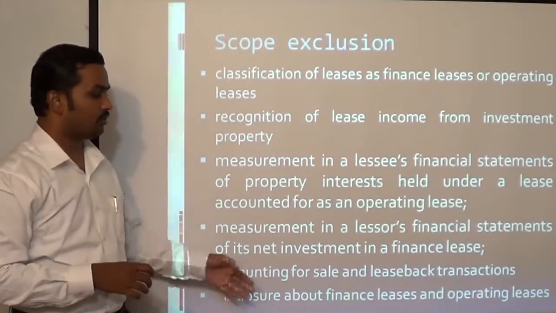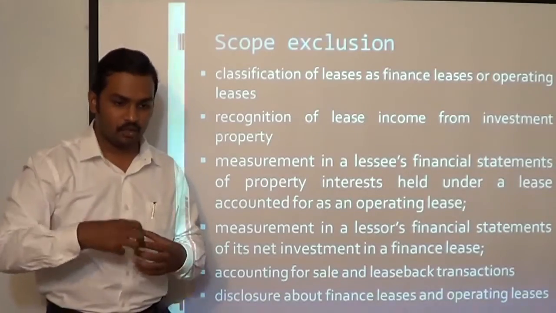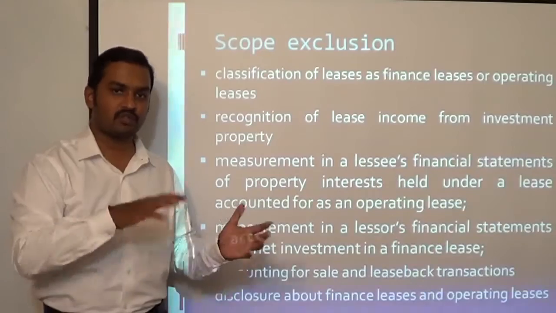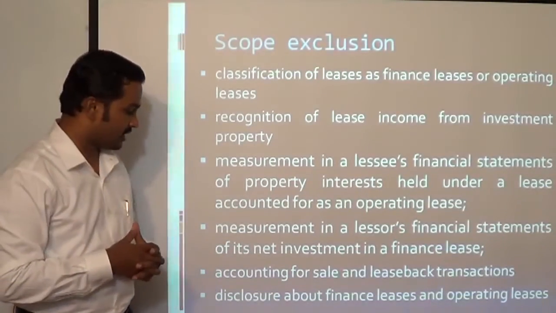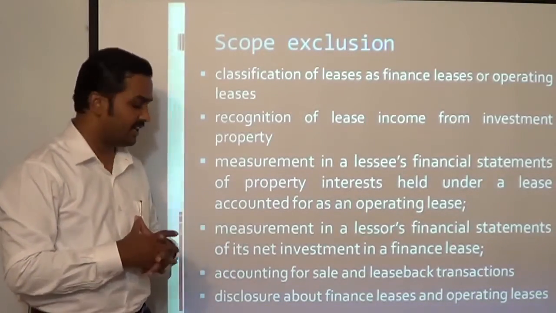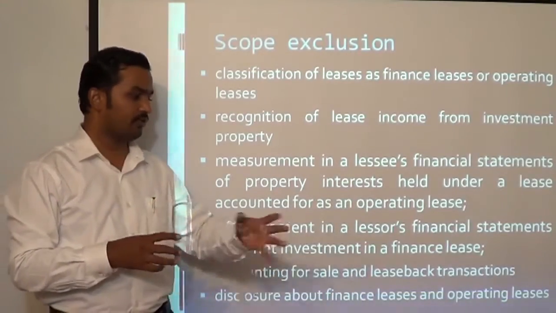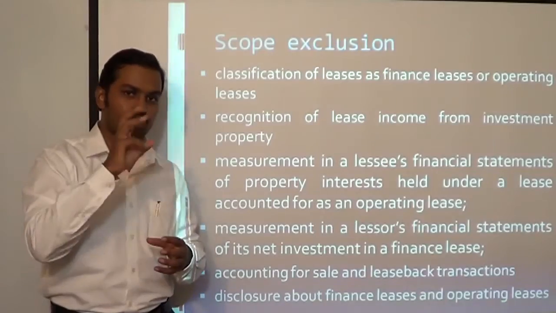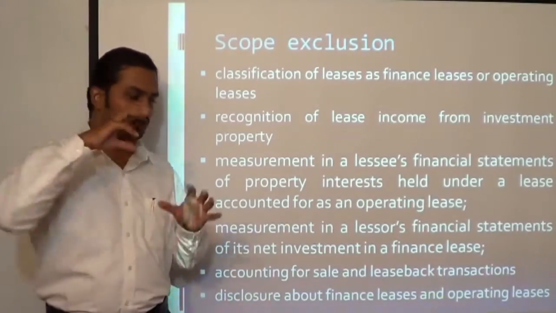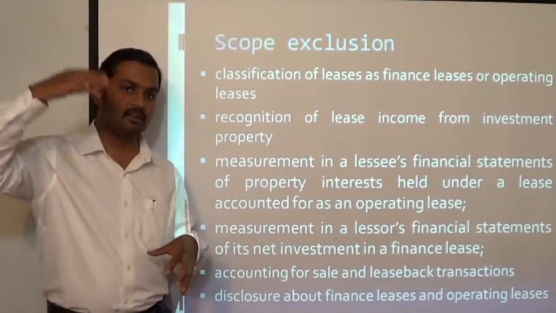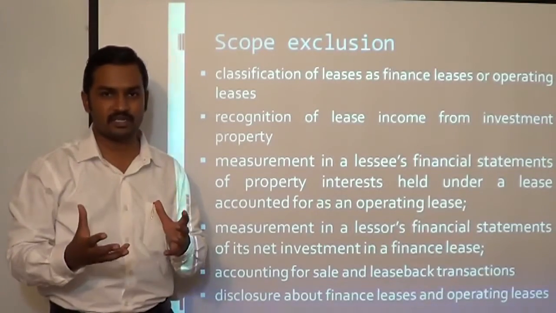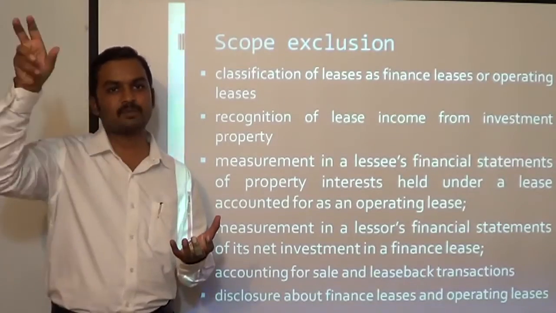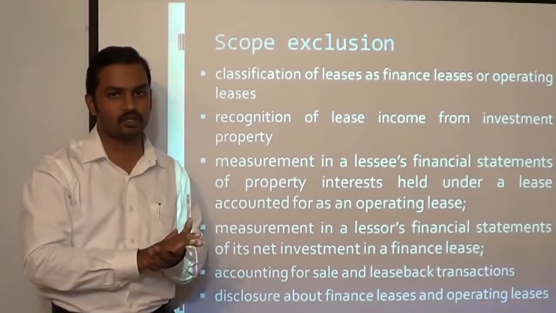Okay. Then accounting for sale and leaseback transactions. You sell an asset and again take it back on lease. How to deal with that transaction in your books of account is again within the scope of International Accounting Standard 17, corresponding Ind AS 17. Disclosure about finance leases and operating leases. Certain disclosures are required for finance leases and operating leases as per Ind AS 17. So those requirements are not covered by the standard, they will be covered by a specific standard. So the logic is very simple. Whenever there is a specific standard relating to a particular matter, that specific standard will apply and a general standard is not going to apply. Okay.